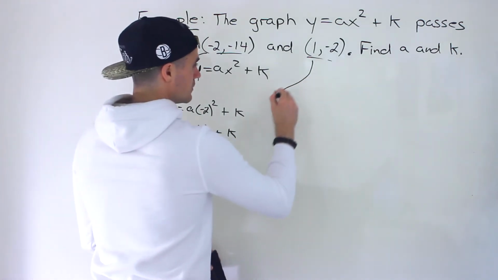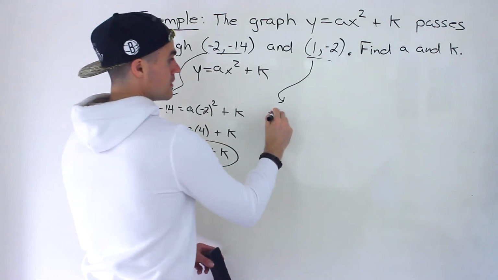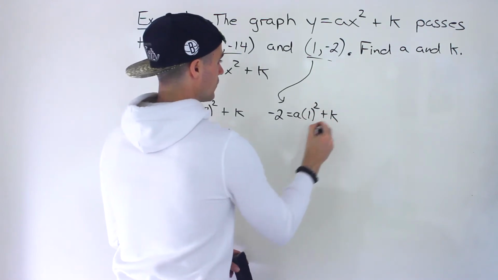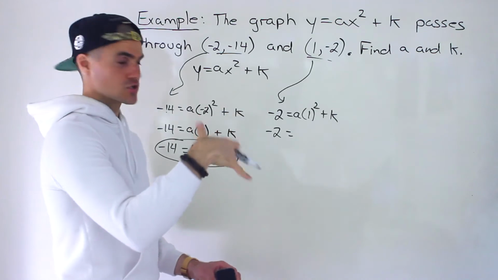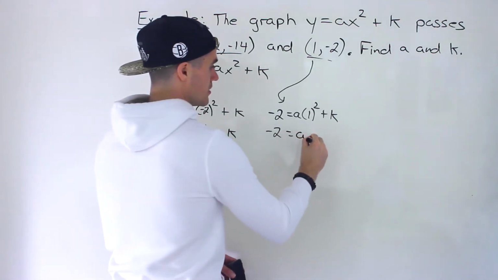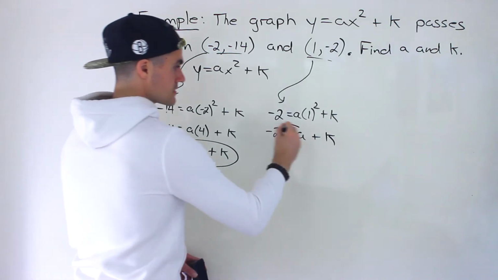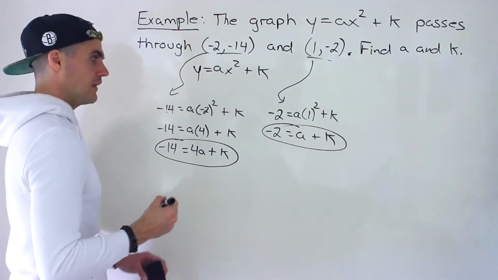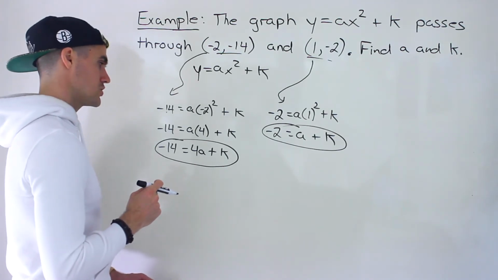And then the second equation, we plug in -2 for the y and 1 for the x, so we'd have -2 equals 1 to the power of 2, which is just 1, times a gives us a plus k. Then we can't simplify this anymore, so that's going to be the second equation we could use. And then from here, you can do substitution or elimination.